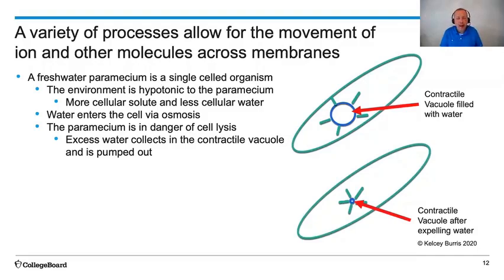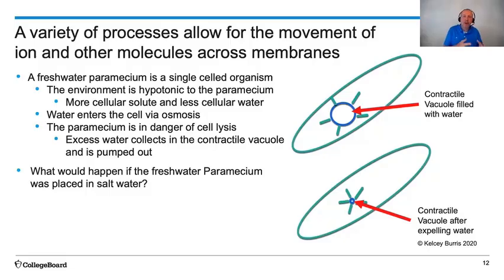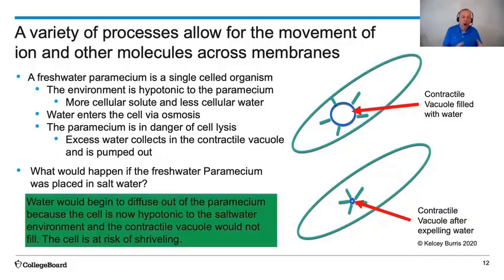So what would happen if the freshwater paramecium was placed in salt water? Take a second, think about that. What would happen? Well, water would begin to diffuse out of the paramecium because the cell is now hypotonic to the saltwater environment, and the contractile vacuole would not fill. So the cell would be at risk of shriveling.